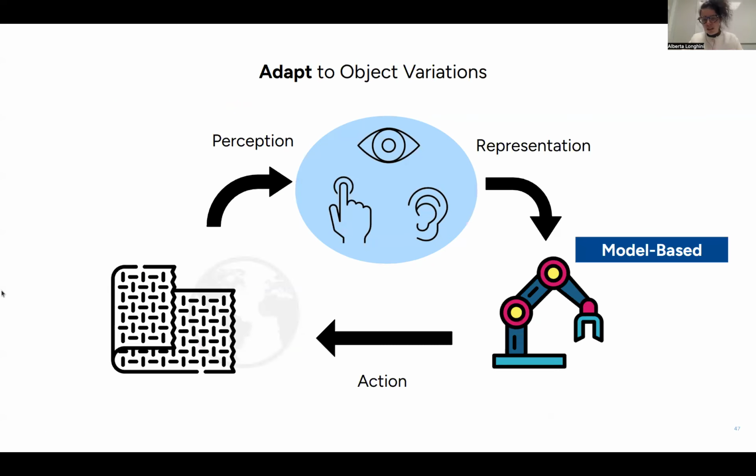Which leads in the end to the closure of this action perception loop, where we perform some actions, we use perception to infer properties and variations of this object, but we also found some suitable representations that the robot can use to detect and correct errors. Which in the end leads to what we wanted, a way to adapt to object variations.